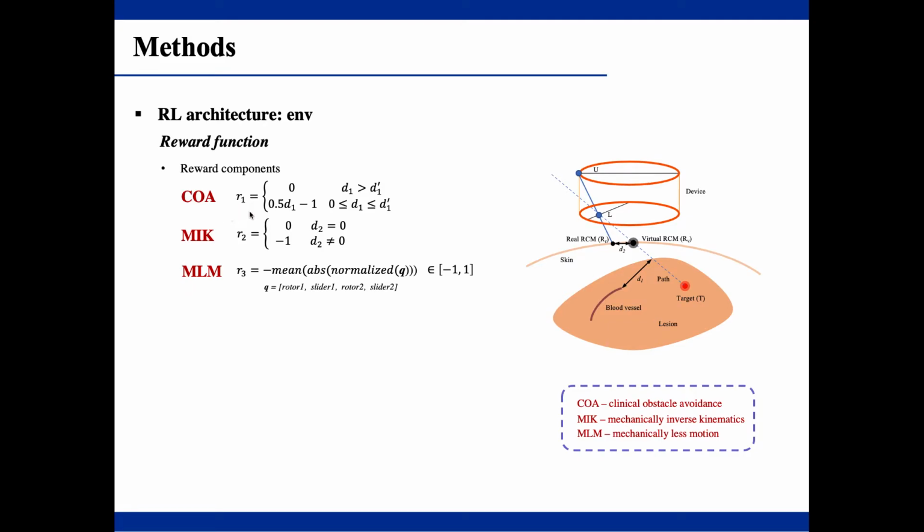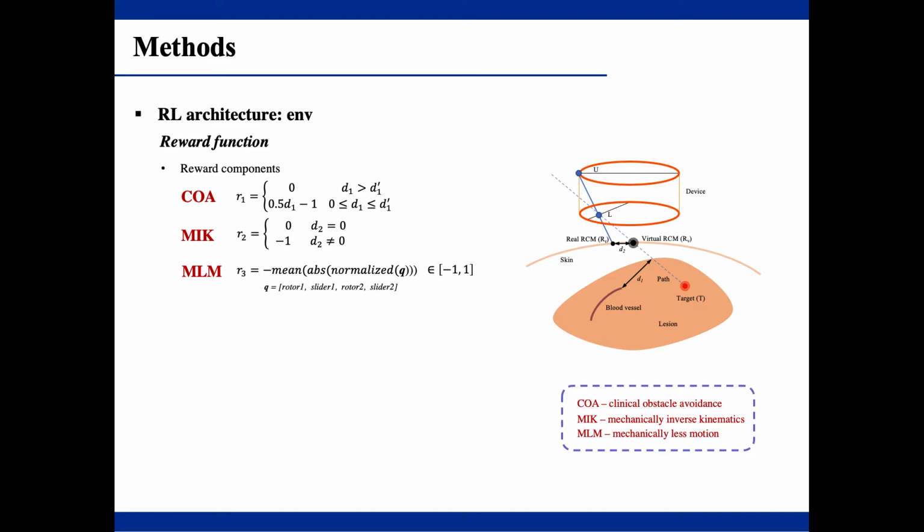In the first equation, D1 is the minimum distance between the blood vessel and the needle parts. If D1 is over a threshold, this means this needle pass is okay, is safe. At this time, the reward R1 is 0. Otherwise, it is negative following this linear equation.